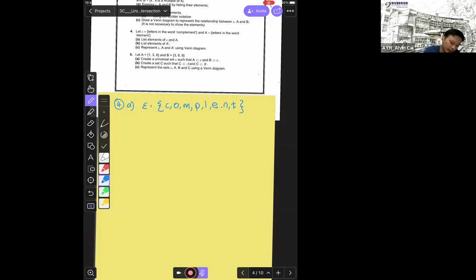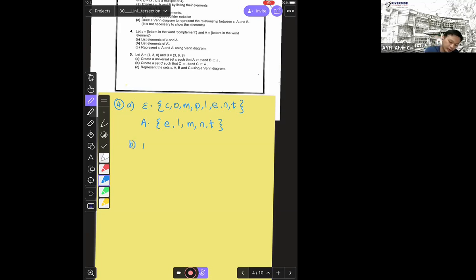Set A will be the letters in the word element. If we look at the word element, E is the first one, followed by L. E is repeated, so we don't put it in. So M. E is repeated again, so we don't put it in. So N and T. These are the few elements over here. So this is part A.